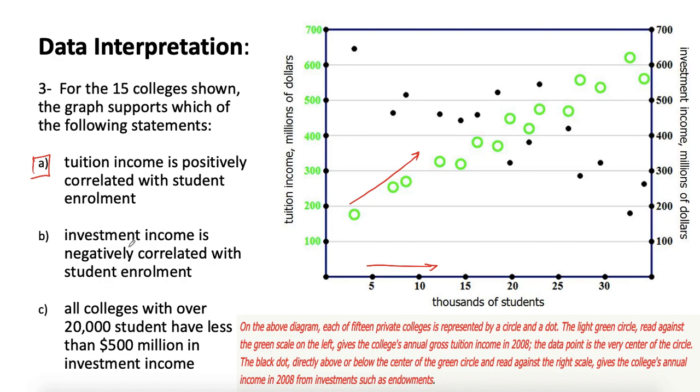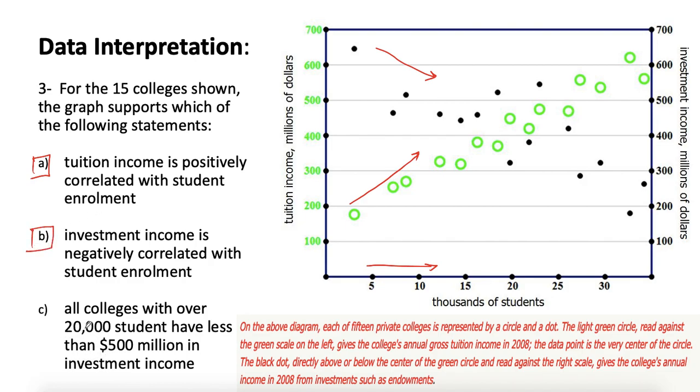Next thing is investment income is negatively correlated, and that is also right, because there is a decrease in investment income and there is an increase in the number of students. So that's why this is true.